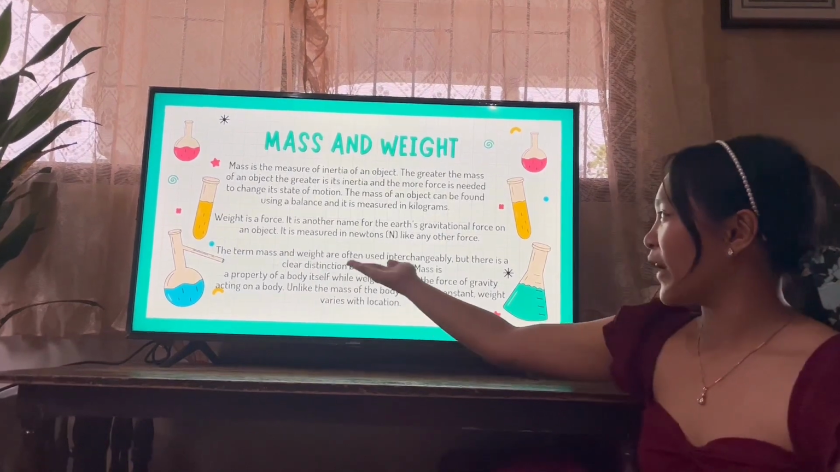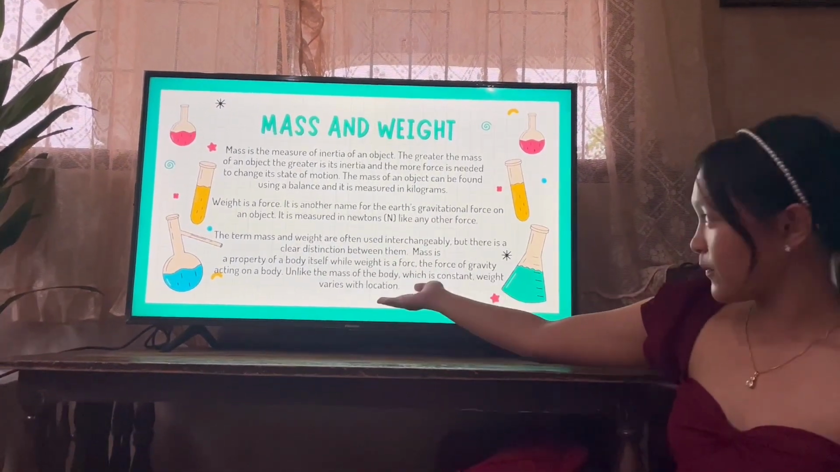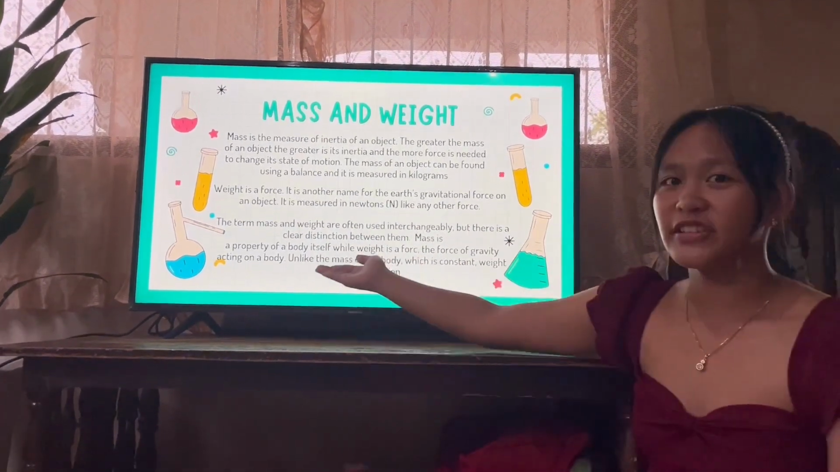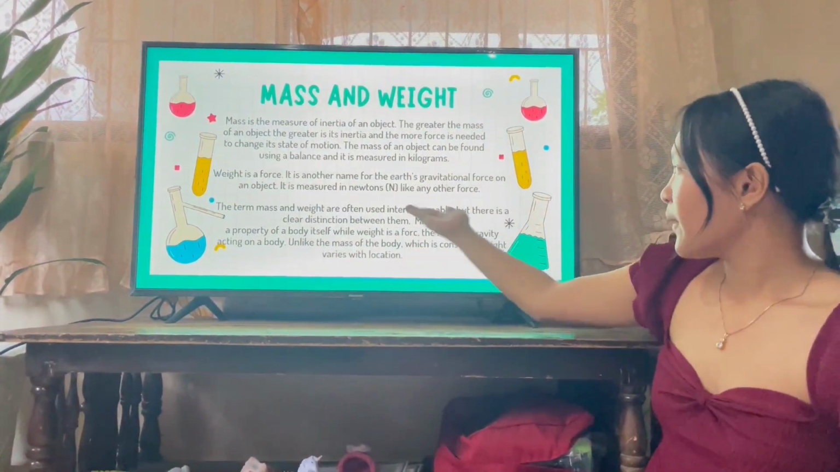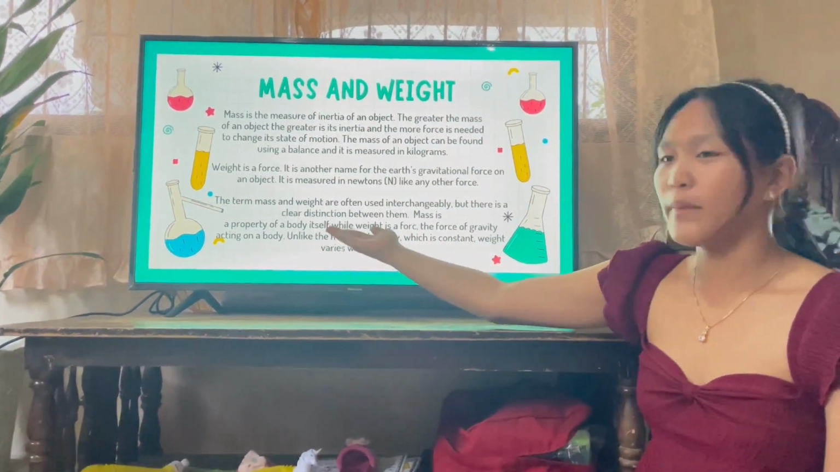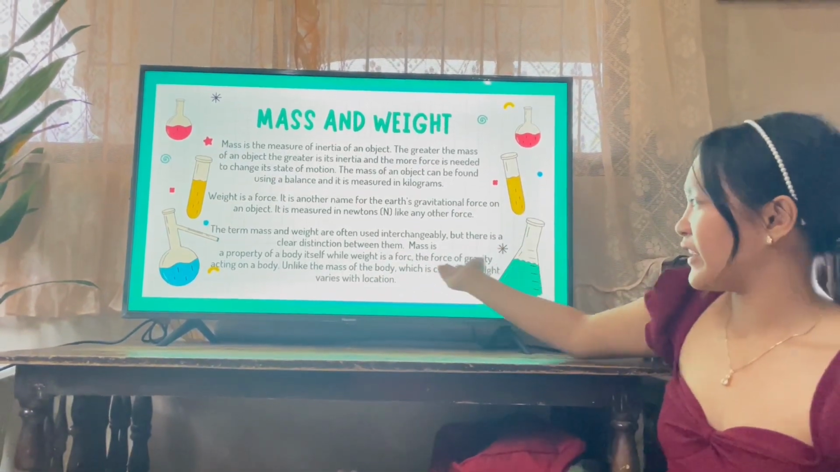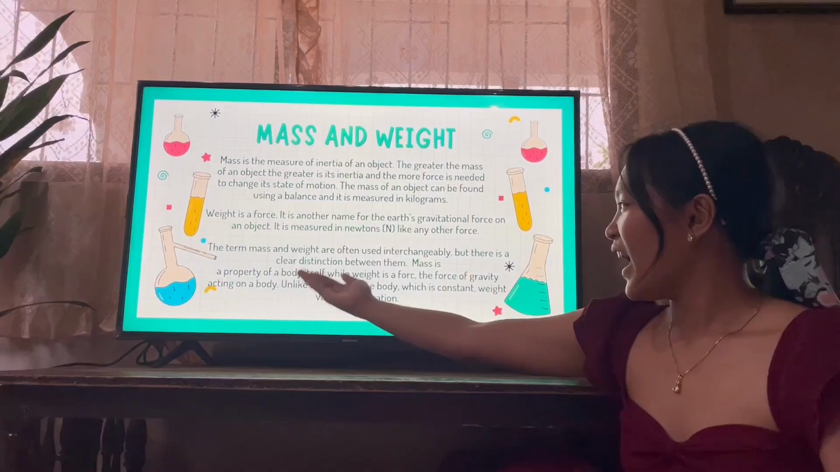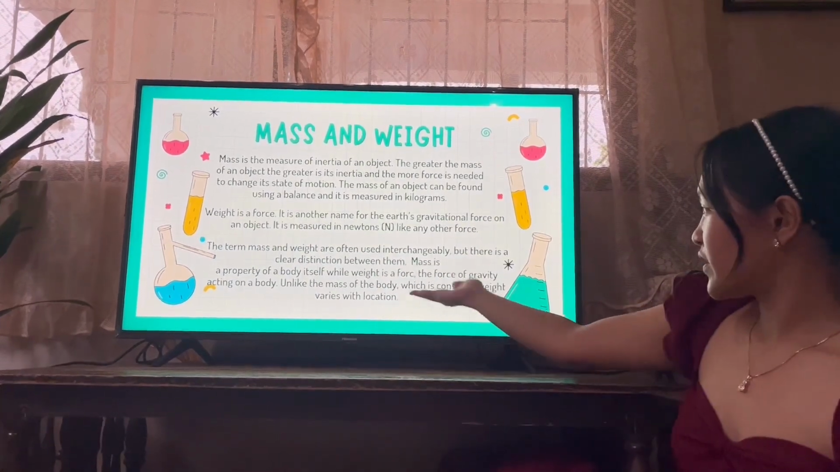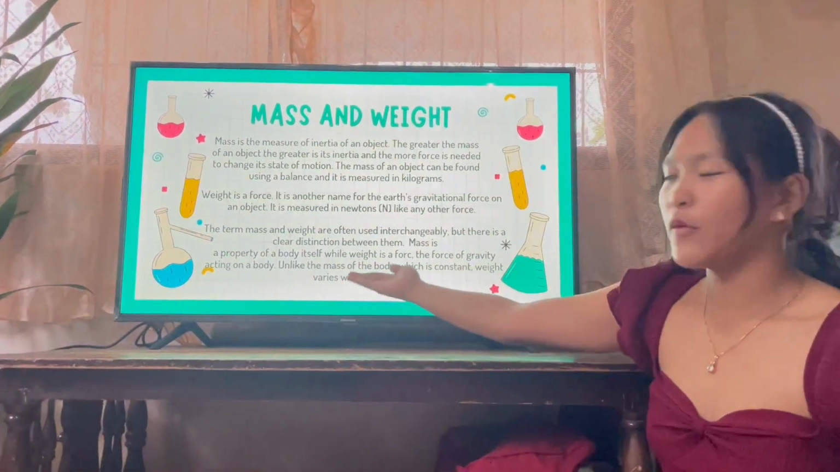The terms mass and weight are often used interchangeably, but there is a clear distinction between them. Mass is a property of a body itself, while weight is the force of gravity acting on a body. Unlike the mass of the body, which is constant, weight varies with location.